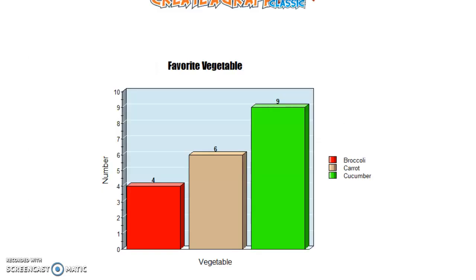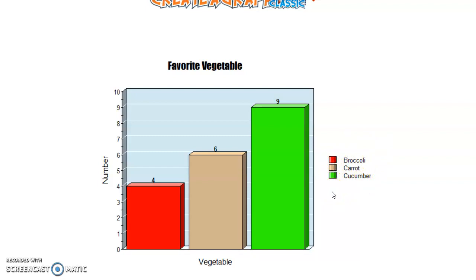We are going to first look at some bar graphs. This one is favorite vegetable. Right here, we have a vertical bar graph because the numbers start from the bottom and go all the way up to the top. We have 3 types of vegetables, which are broccoli, which is 4, carrot, 6, and cucumber, 9. The key right here is to tell us what each of the colors represents.